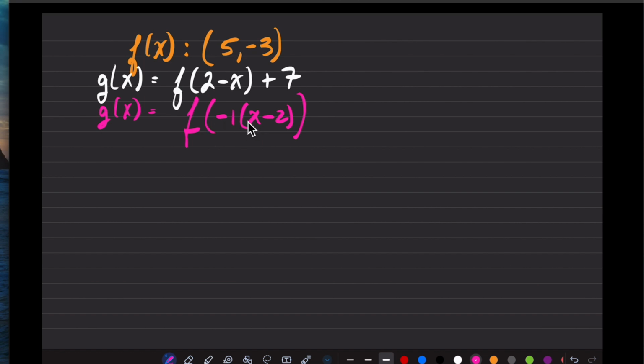So negative 1 times x is negative x. We had negative x originally. Negative 1 times negative 2 is positive 2, and we had positive 2 originally. And let's not forget our plus 7. Okay, folks, we got a GCF here. That means we're going to do that first and this second.